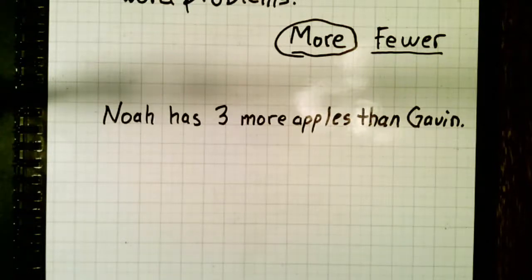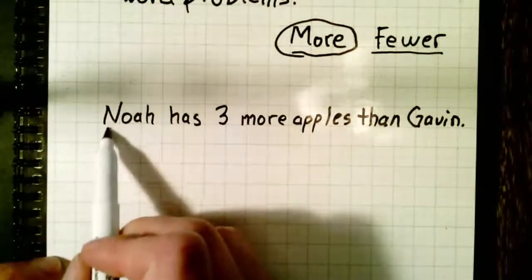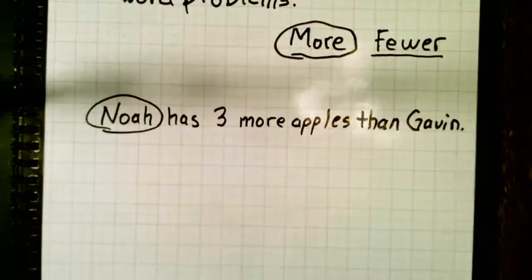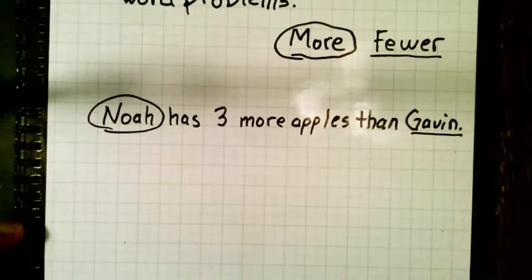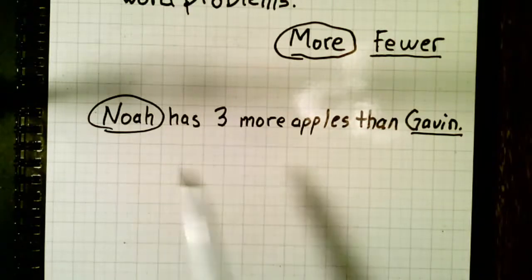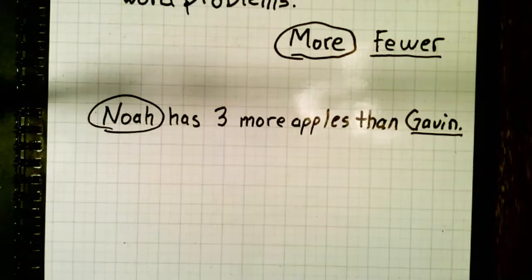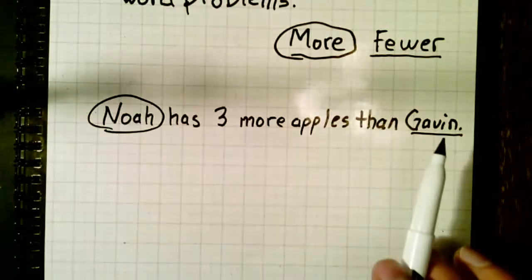Who has more apples? Good. Who has fewer apples? Gavin. That's right. Now, do we know how many apples that Noah and Gavin have? No, we don't. All we know is that Noah has 3 more than Gavin. Gavin might have 100. Maybe he only has 1. We don't know yet. So, we just know that Noah has more and Gavin has fewer.